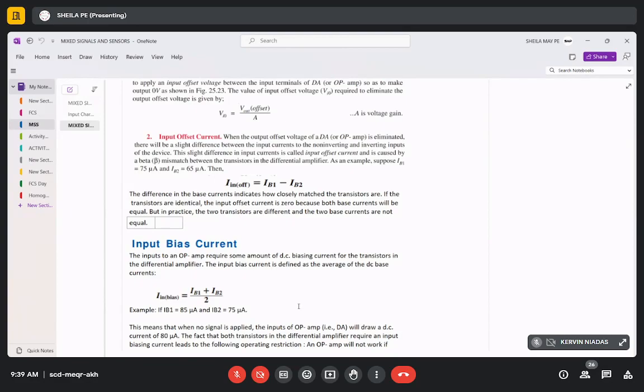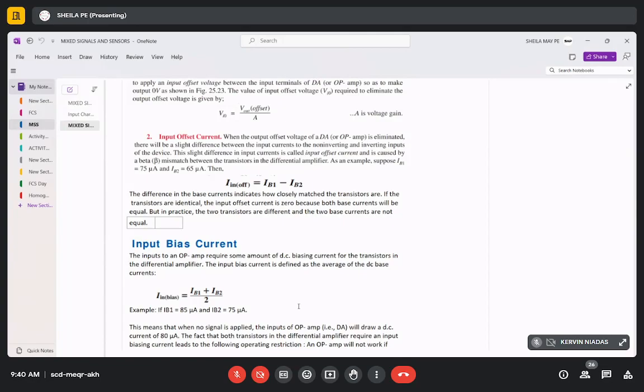Suppose we have base current 1 equal to 75 microamperes and base current 2, or IB2, which is 65 microamperes. Then, having the formula of our input offset current, we have IB1 minus IB2. So 75 minus 65 would be 10 microamperes, and 10 microamperes, class, mind you, is a very small number. But it's still a slight difference. Makita siyang na difference jud.